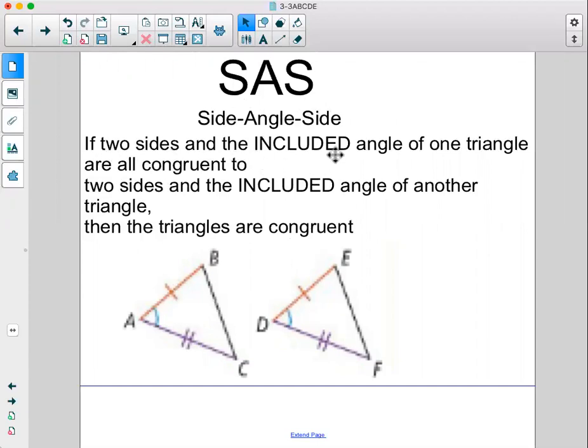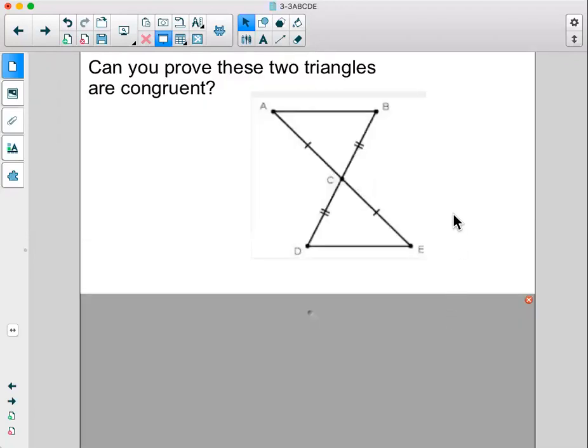So if two sides and the included angle of one triangle are all congruent to the two sides and the included angle in another triangle, then that's all you need. That's your shortcut. And you can now state those triangles are congruent. So we'll practice both SSS and SAS in these problems. If you think you're ready, then pause and practice on your own paper.